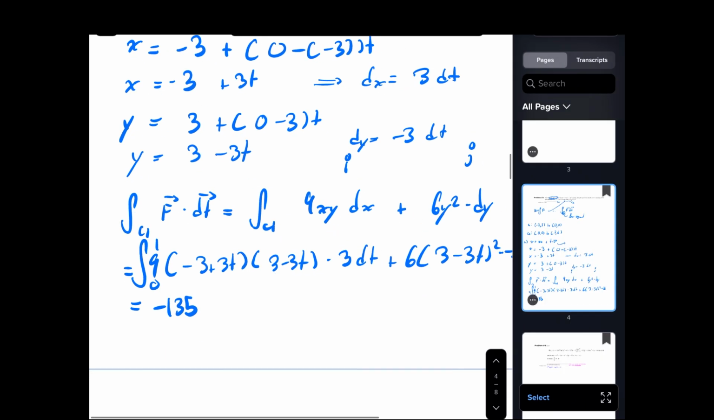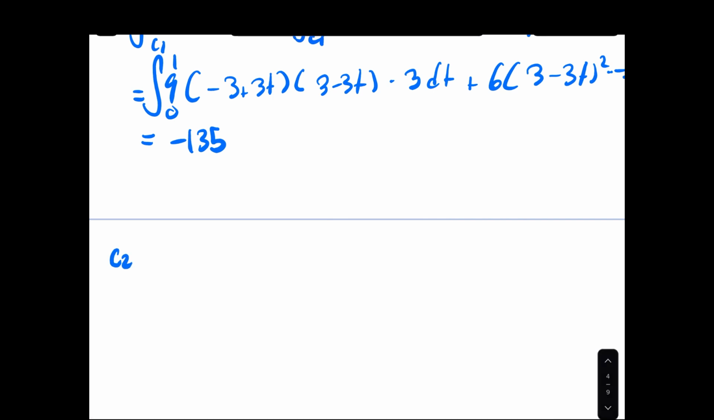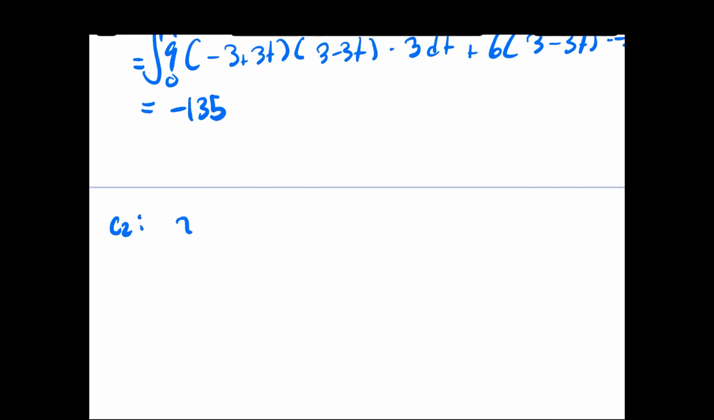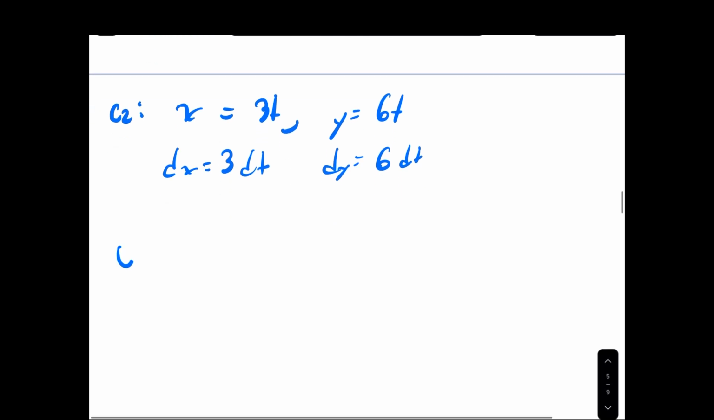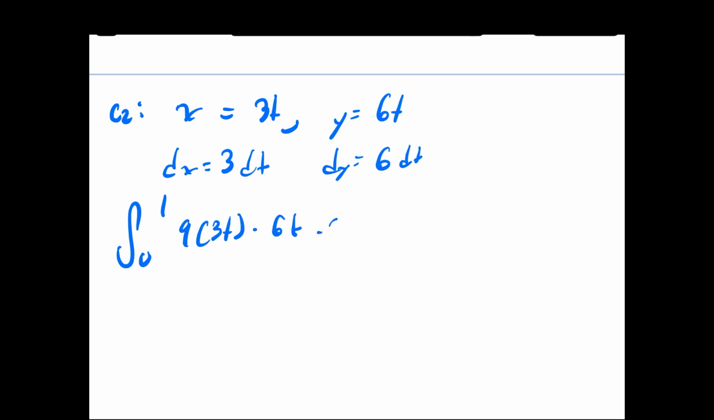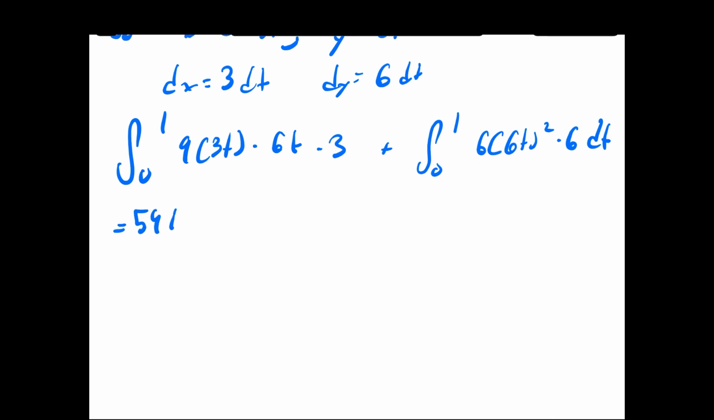Okay, and then we do something similar. Well, we do the exact same thing for C2. So C2, our x equals 3t, and our y equals 6t. dx equals 3 dt and dy equals 6 dt. And our integral will look like 0 to 1 of 3t times 6t times 3 plus 0 to 1 of 6t squared times 6. Evaluate this all at dt, and you will get 594.